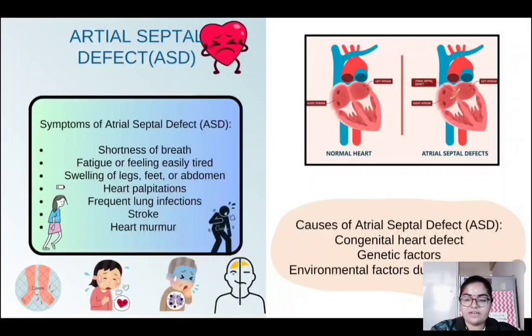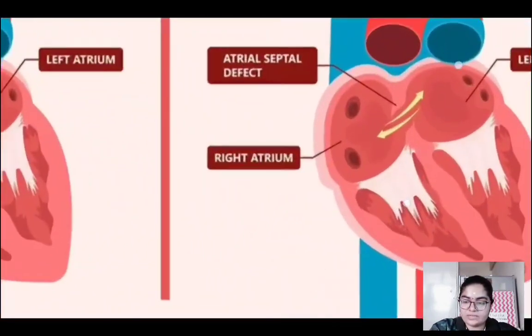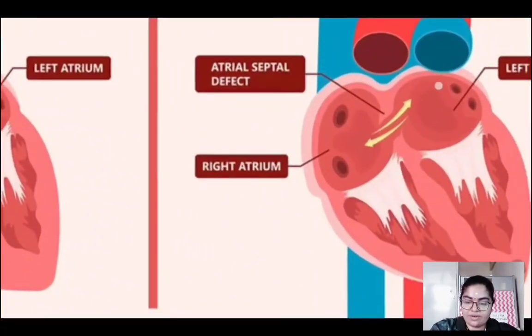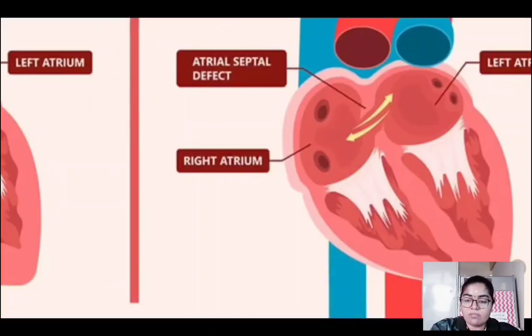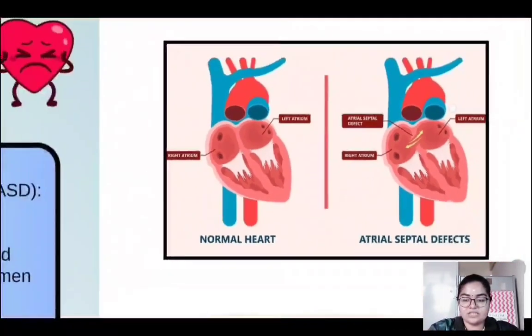So if we never treat this, what can it cause? When there is a hole between the right atrium and the left atrium, more blood will be sent to the lungs. So the right side of the heart has to work hard. Over time, the right side of the heart will grow larger and will be weakened. At the same time, when we supply more blood to the lungs, the blood vessels of the lungs have to overcome the pressure, which can cause pulmonary hypertension.